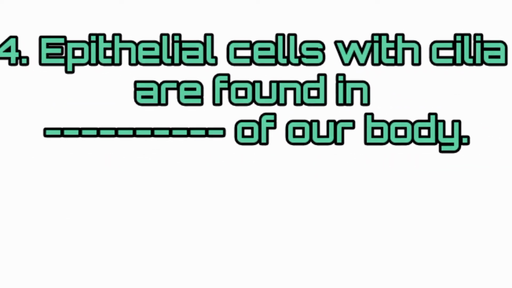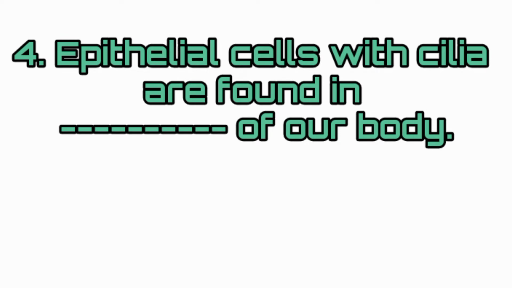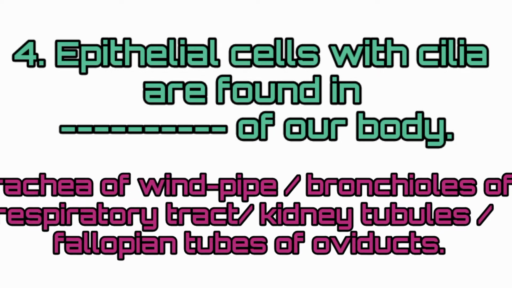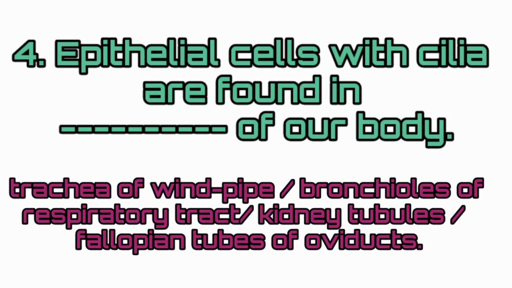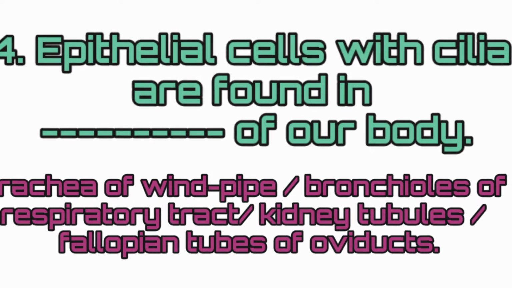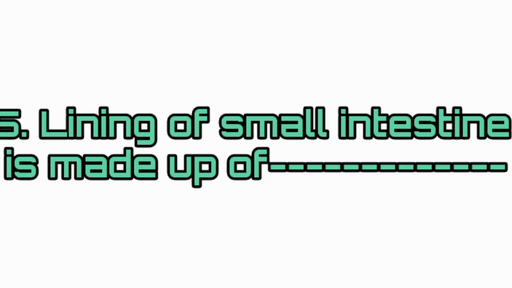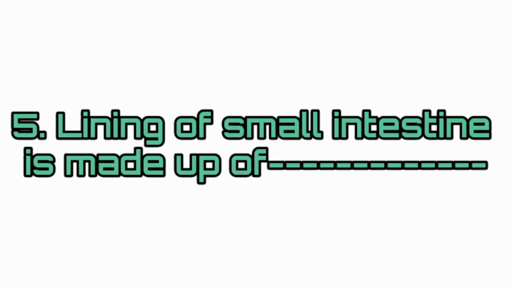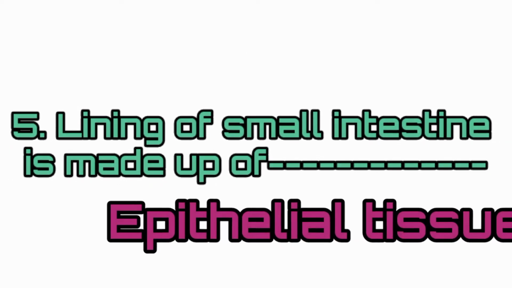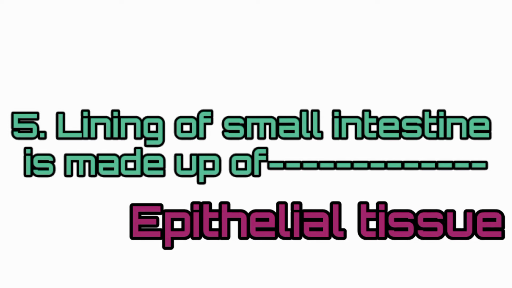Fourth question. Epithelial cells with cilia are found in dash of our body. Trachea of windpipe, or bronchioles of respiratory tract, or kidney tubules and fallopian tubules of oviducts of our body. Fifth question. Lining of small intestine is made up of dash. Epithelial tissue.